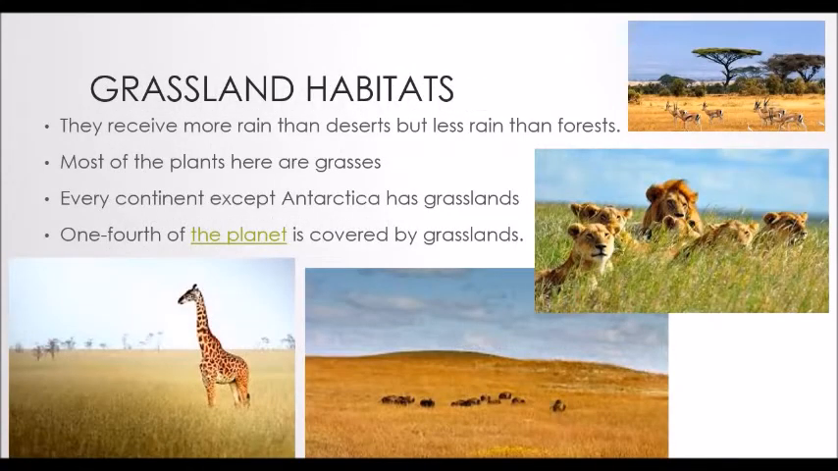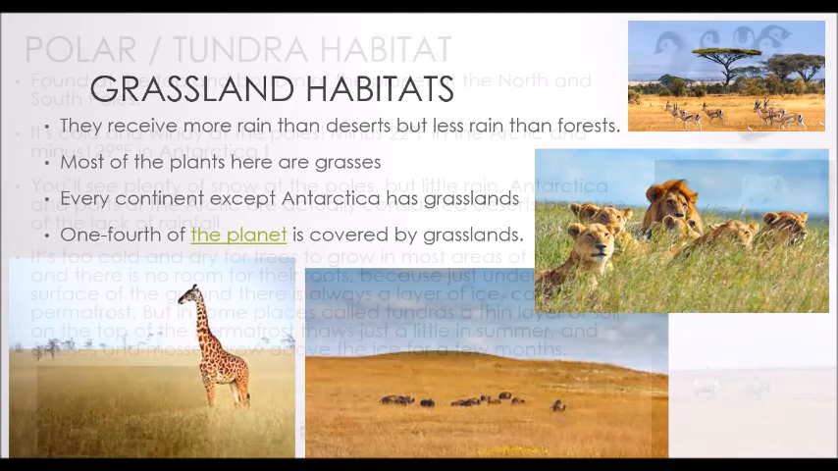So I'm going to tell you a little bit about where I am today with Jerry, which is the grassland habitat. Basically, it receives more rain than desert, but less rain than forest, which is why most of the plants around us are grasses or trees that don't need a lot of water. Every continent except for Antarctica actually has grasslands, and 1/4 of the planet is covered by these grasslands. So they have grasslands everywhere except for Antarctica, of course, because it's cold.